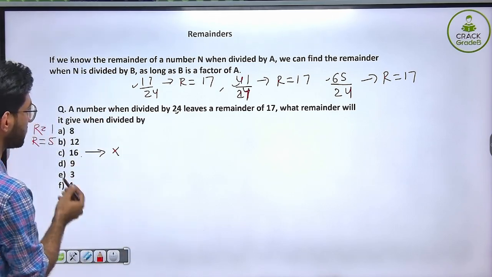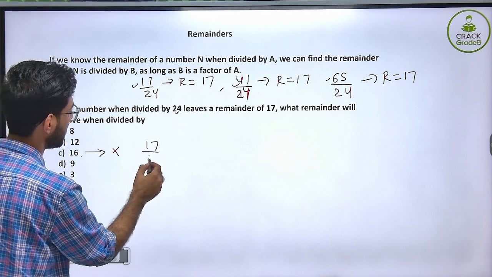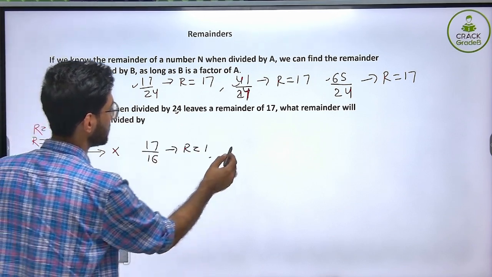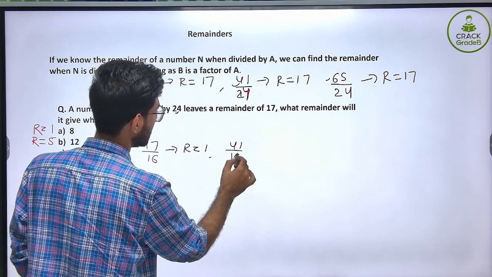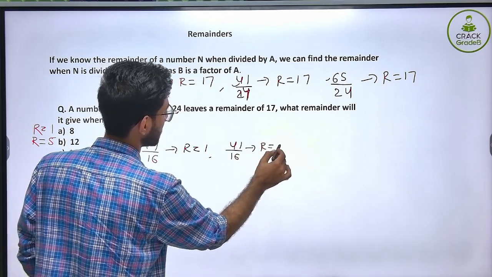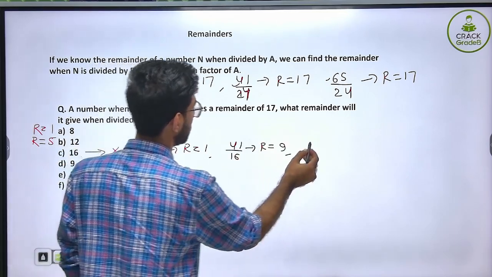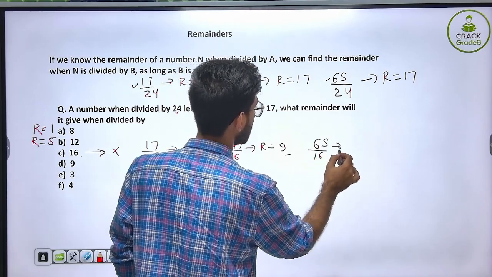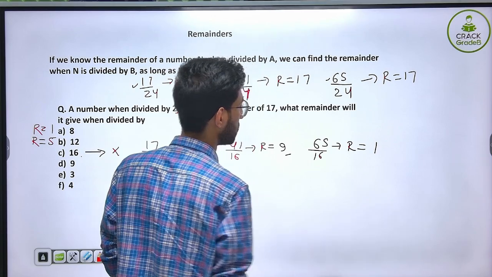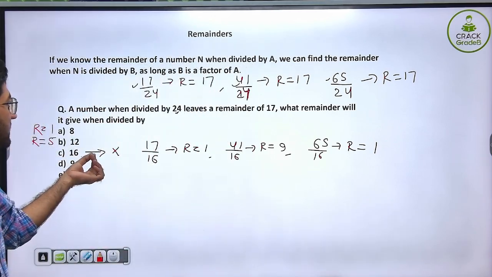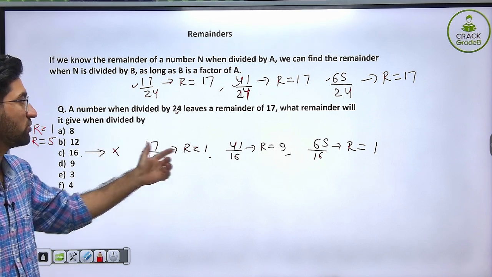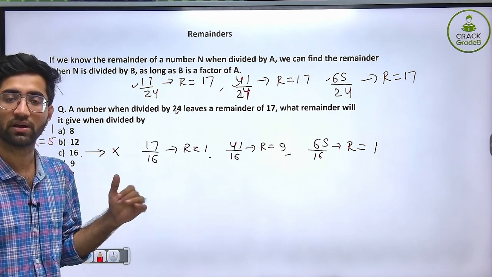Okay, let us check it for 16. If you divide 17 by 16, you will get remainder equal to 1. If you divide 41 by 16, what will you get as remainder? The remainder is equal to 9. If you divide 65 by 16, you get remainder equal to 1. So are you getting a constant remainder if you divide this number by 16? No, you are not getting.